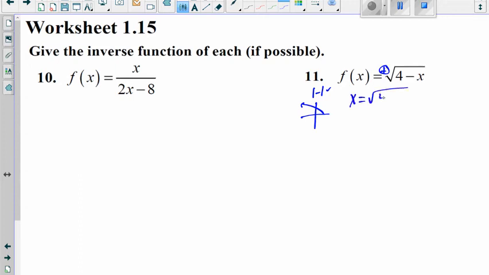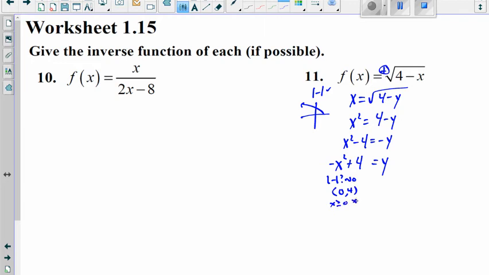x equals root 4 minus y squared, squaring both sides. Make sure you watch out for this minus y squared here. If you subtract 4, you have negative y squared. So y squared is equal to negative x squared plus 4, divided by that negative 1. This, we have to think, is 1 to 1? No, it's a parabola. So our vertex is at 0 comma 4. So it's either going to be x greater than or equal to 0 or less than or equal to 0. Choose one of those. Make sure you get the x value of that vertex.